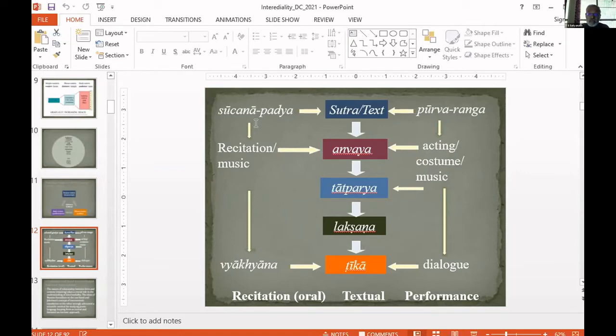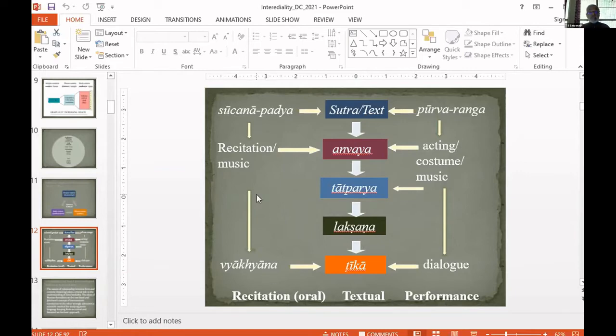So I have used the same schema here. You know the sutra or the text, anvaya, which is verbatim, tatparya, summary, lakshana, examples or something, tika, the interpretative or the translation tradition.